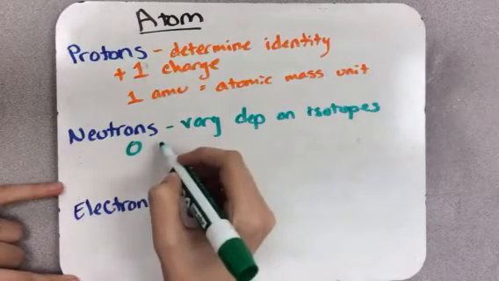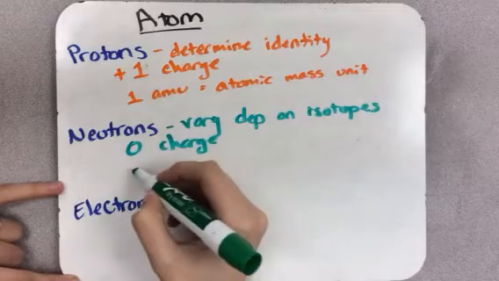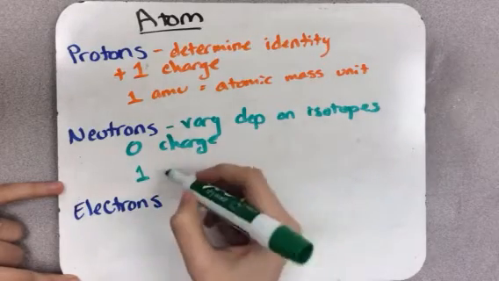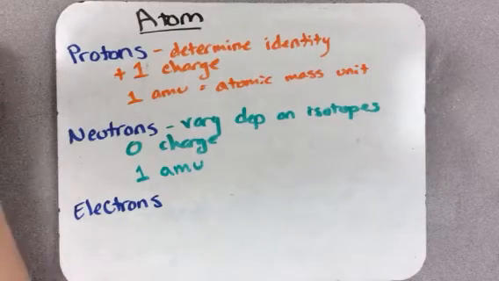Neutrons have a 0 charge. They are neutral, okay, but they do have about the same mass as protons, 1 AMU. All right.